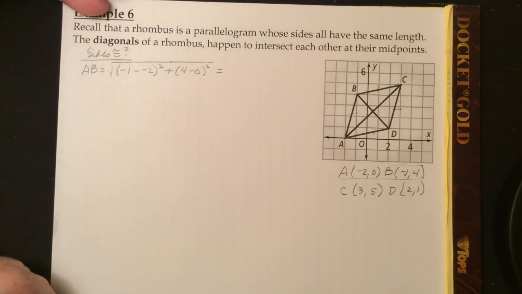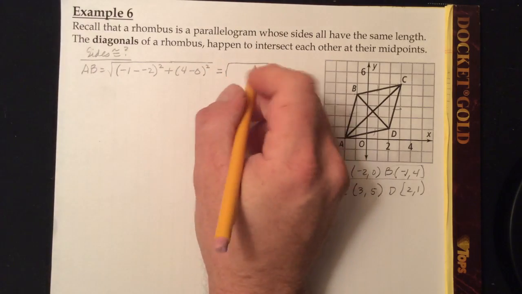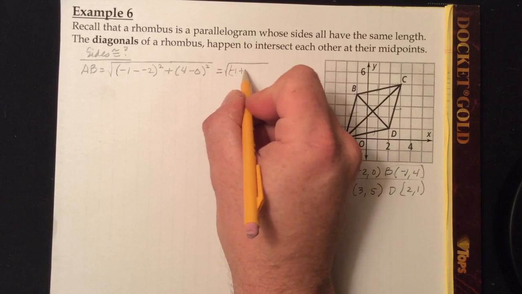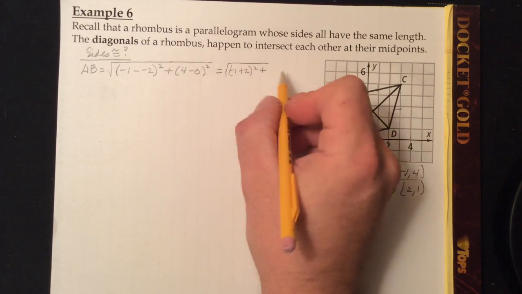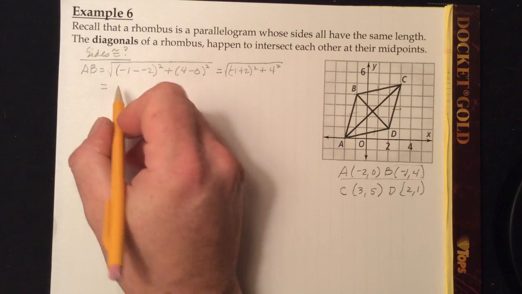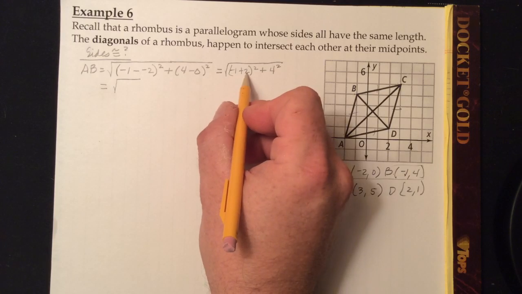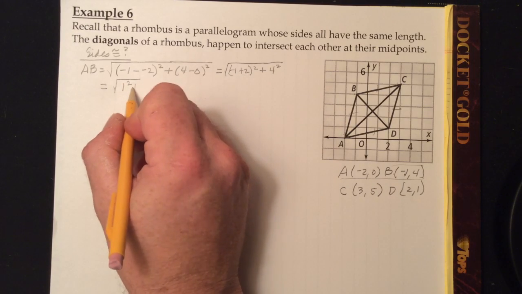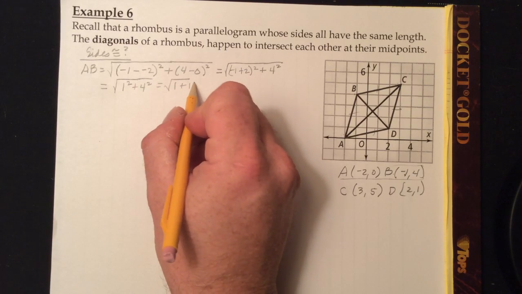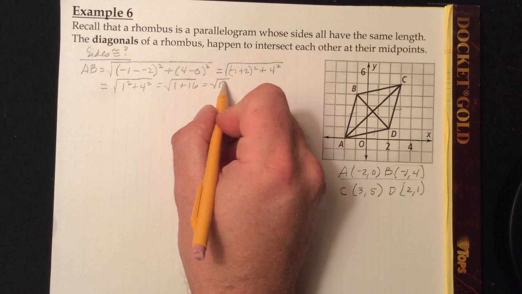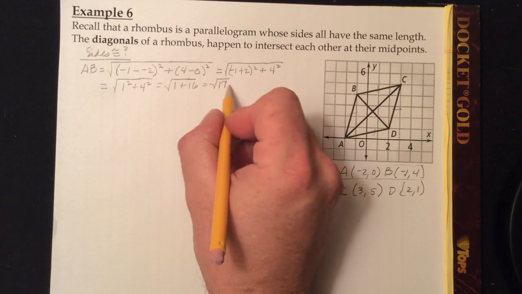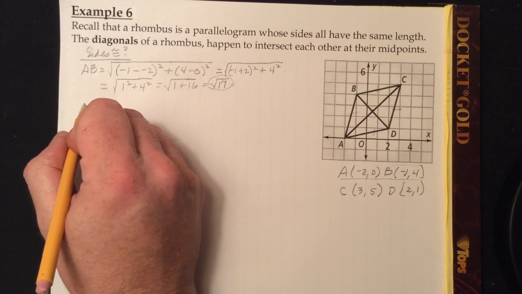Negative 1 minus negative 2 is negative 1 plus 2 squared plus 4 minus 0 is 4 squared. Then we have the square root of, that's negative 1 plus 2 is 1 squared plus 4 squared. Now we square. 1 squared is 1 plus 4 squared is 16, and we get the square root of 17. Now you can write this as an approximation if you'd like, but I'm going to leave mine as the square root of 17. Okay, next, BC.